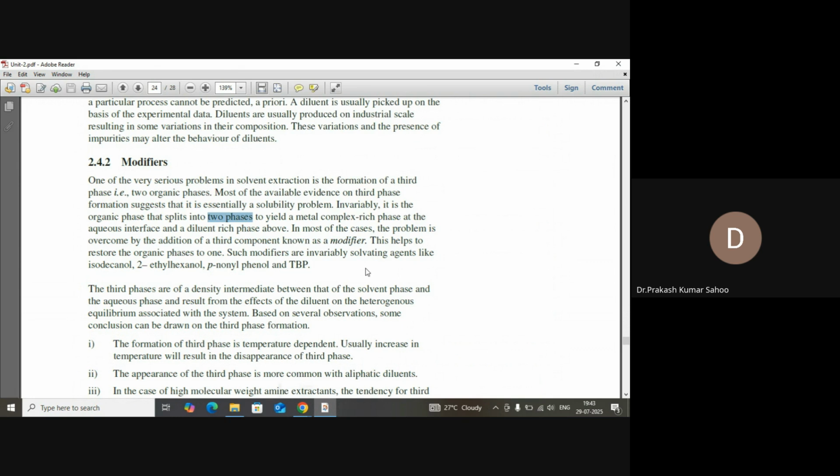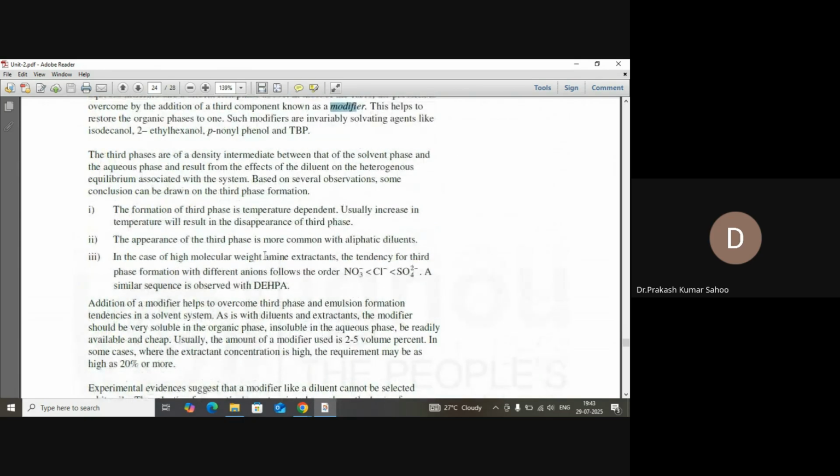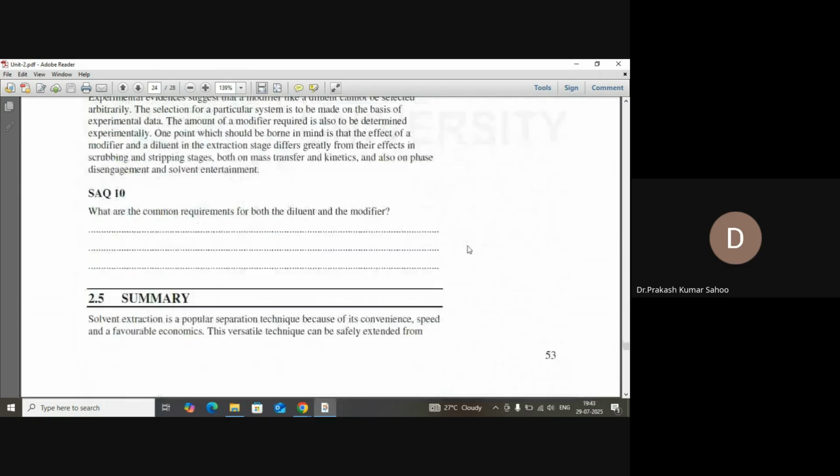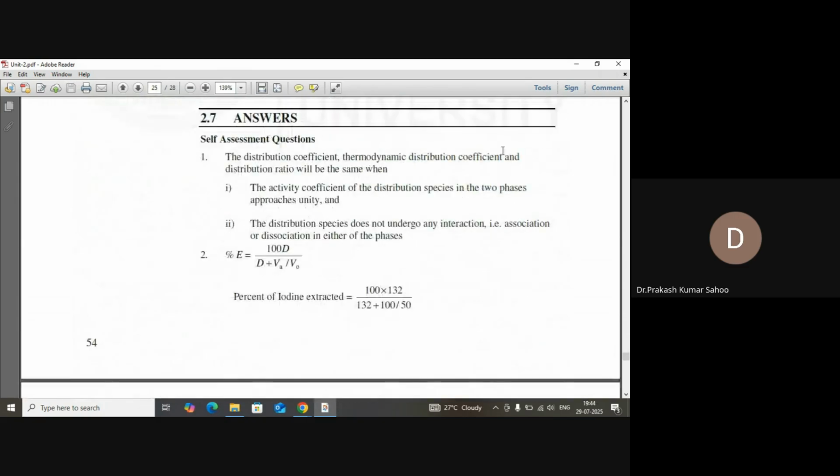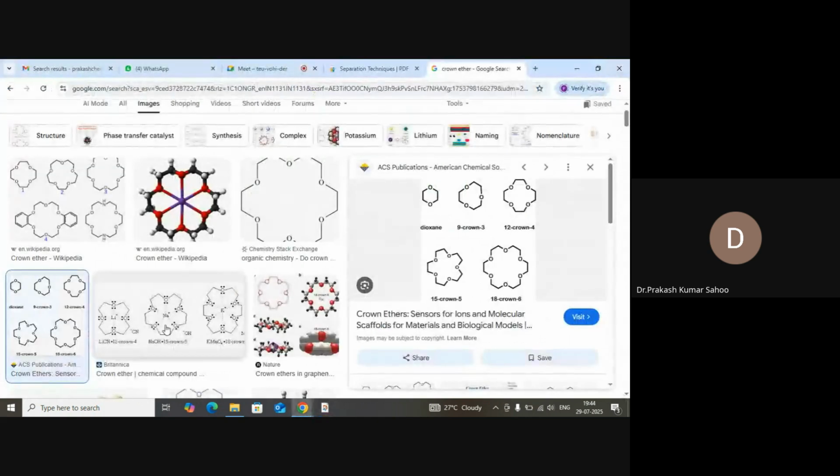So whenever three phases are there, then three components will be present in that condition, and the third component is treated as the modifier. This helps to restore the organic phase to one. Such modifiers are invariably isodecanol, 2-methoxyhexanol, p-nonylphenol, or TBP. And these are some characteristics, some examples of the modifier. Let's go through this modifier.